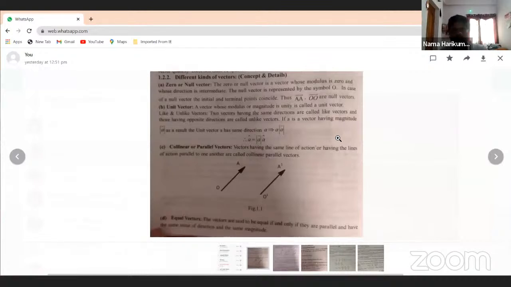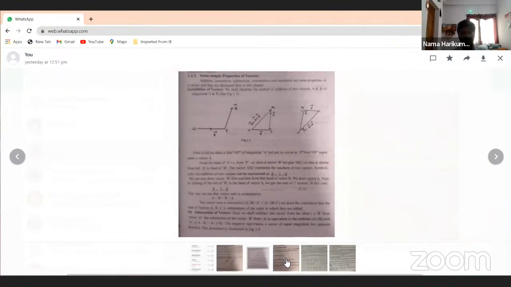Right. So you can write it. Equal vectors: two vectors are equal if and only if they are parallel and have the same direction and also the same magnitude. That is the equal vector.